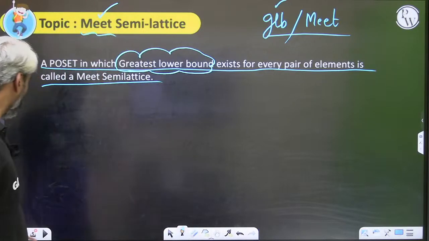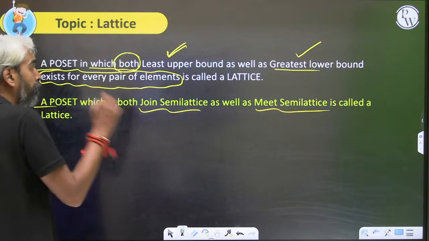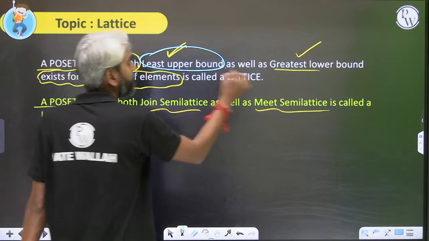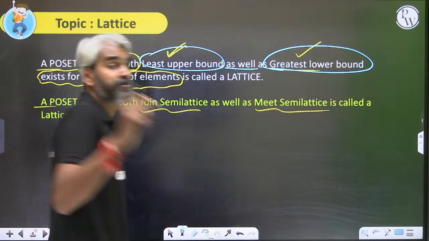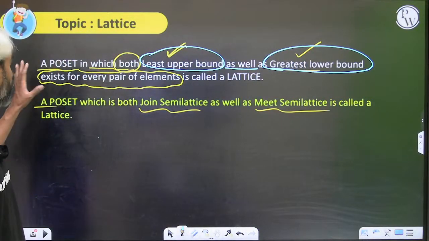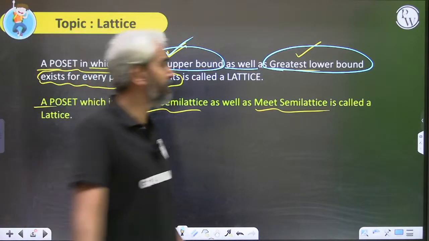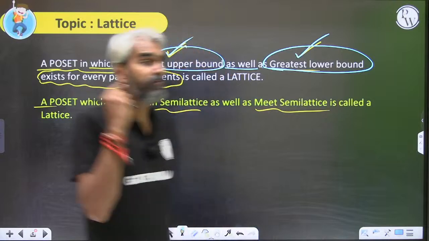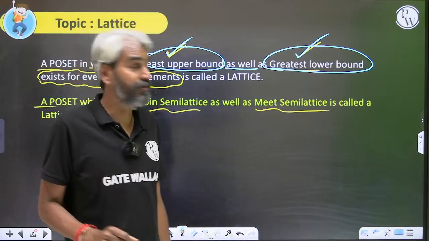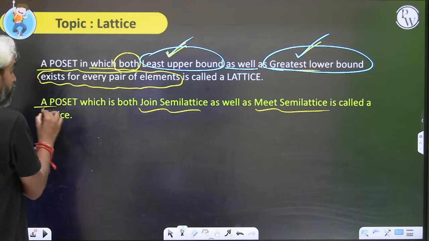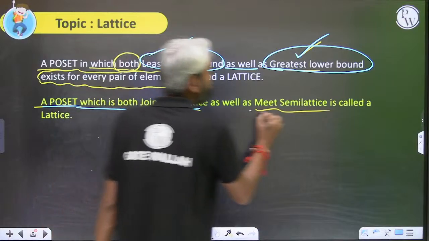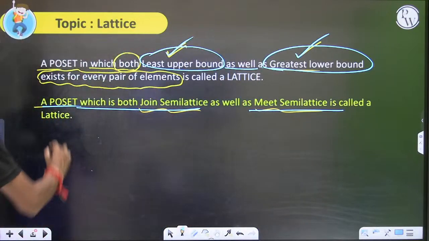But to become a lattice, both least upper bound as well as greatest lower bound should exist for every pair of elements. So if least upper bound exists for every pair of elements, it will be join semilattice. If greatest lower bound exists for every pair of elements, it will be meet semilattice. So a poset which is both join semilattice as well as meet semilattice will be called a lattice.